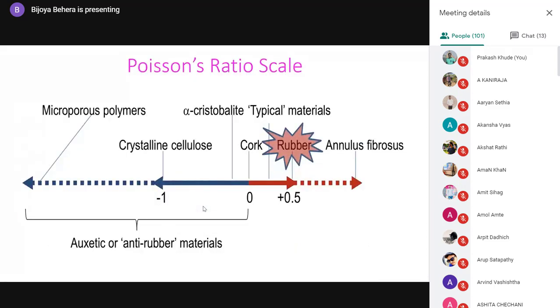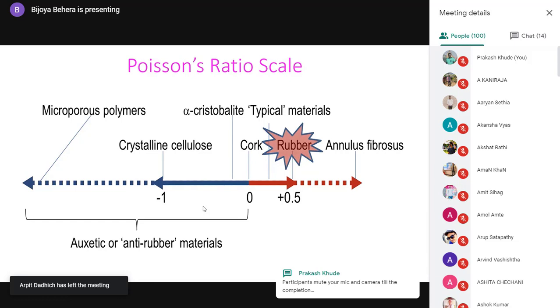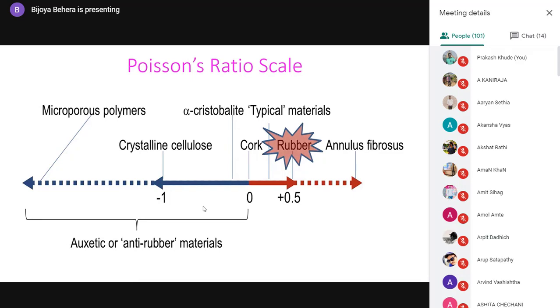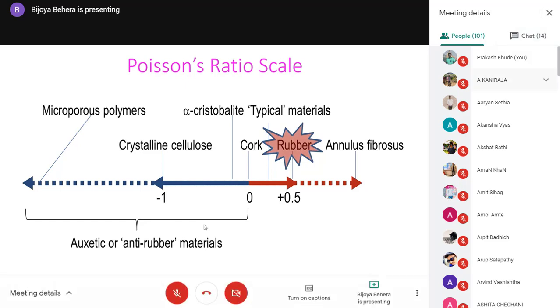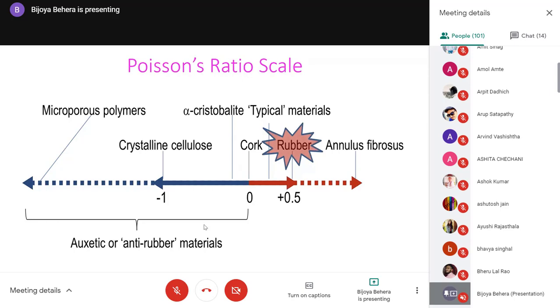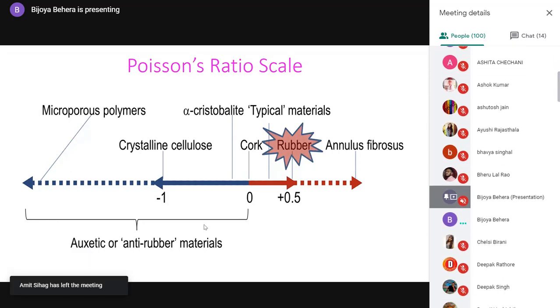This is a simple Poisson's ratio scale. You can see left of 0 and right of 0. Any material which shows 0 Poisson's ratio or negative Poisson's ratio are normally crystalline bakelite or crystalline cellulose or microporous polymers. Whereas the conventional material, meaning non-objective material, has a rubber-like structure, angular fiber, or any fiber we use in textile. And normally most of the materials are non-objective. Only a few materials are objective material, and we have to see why these few materials show objective behavior.